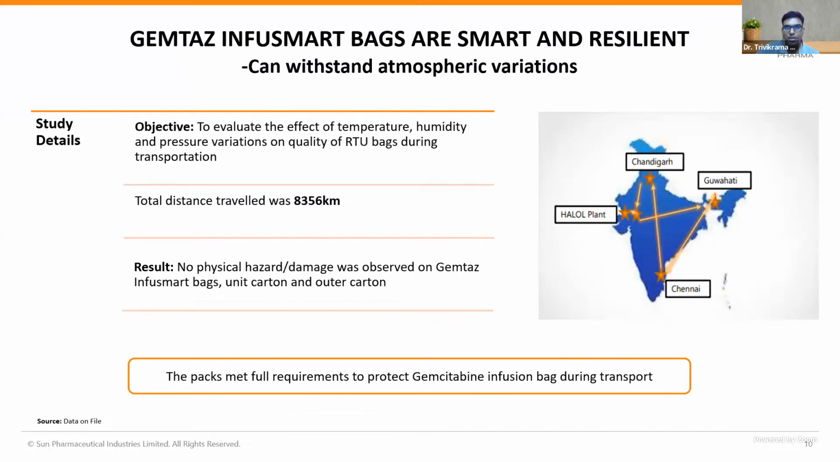This is the Indian map, and this is the Halol plant of Sun Pharma, a manufacturing plant there. They made the bags travel from the Halol plant near Vadodara in Gujarat to Guwahati, from there to Chennai, then to Chandigarh, and back to Gujarat, covering a total distance of around 8,300 kilometers. The objective is to evaluate the effect of temperature, humidity, and pressure variations on the quality of the bags during transportation.